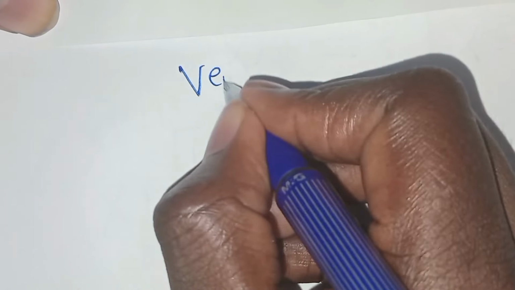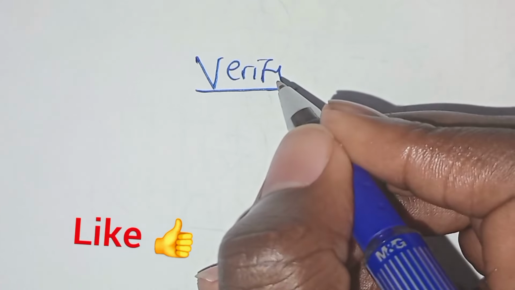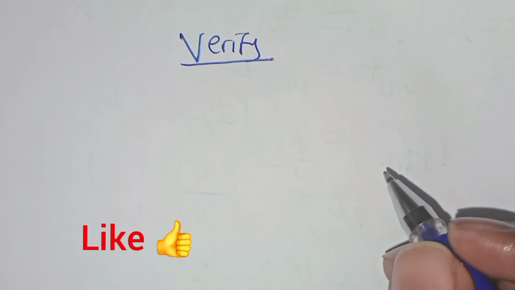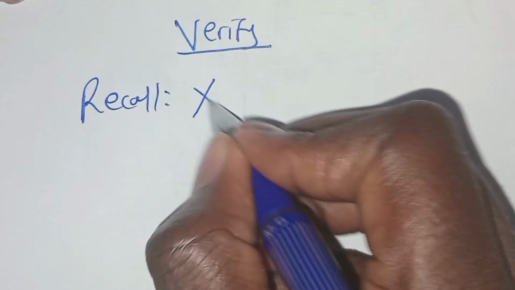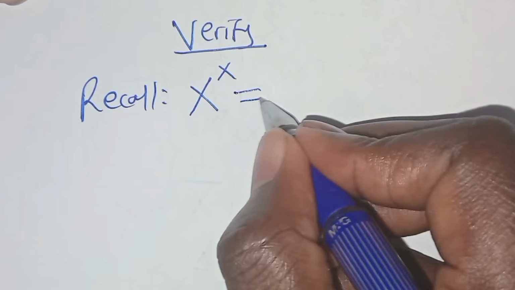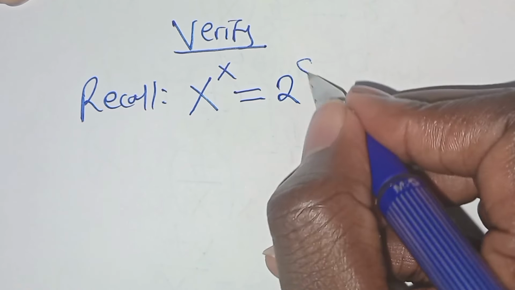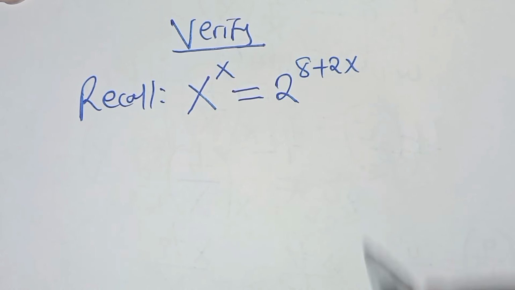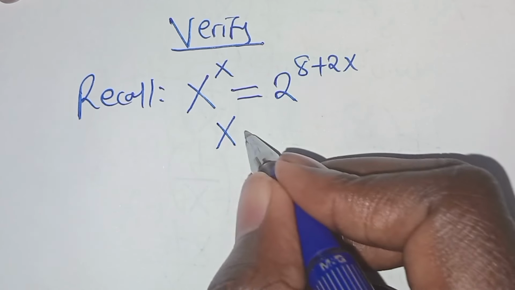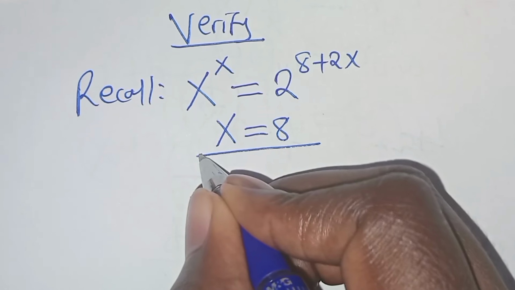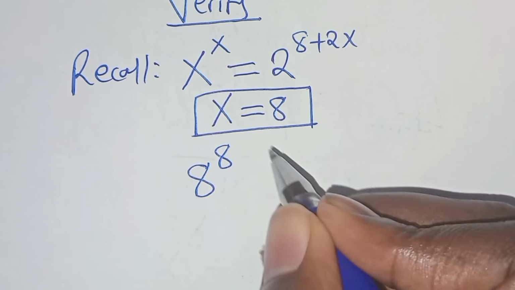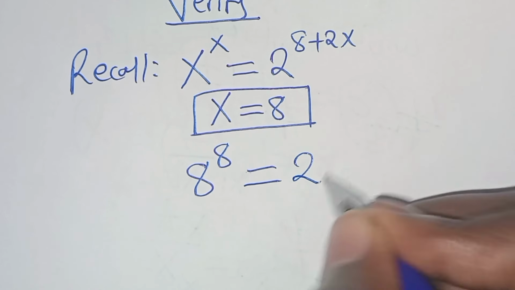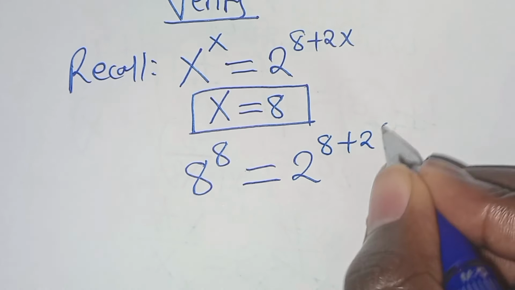So the next step from here is to verify. So let's verify that the value of x satisfies the equation. Now, if you recall, we have that x to the power of x is equal to 2 to the power of 8 plus 2x. Substituting the value of x, which is equal to 8, we have 8 to the power 8 equal to 2 to the power 8 plus 2 times 8.